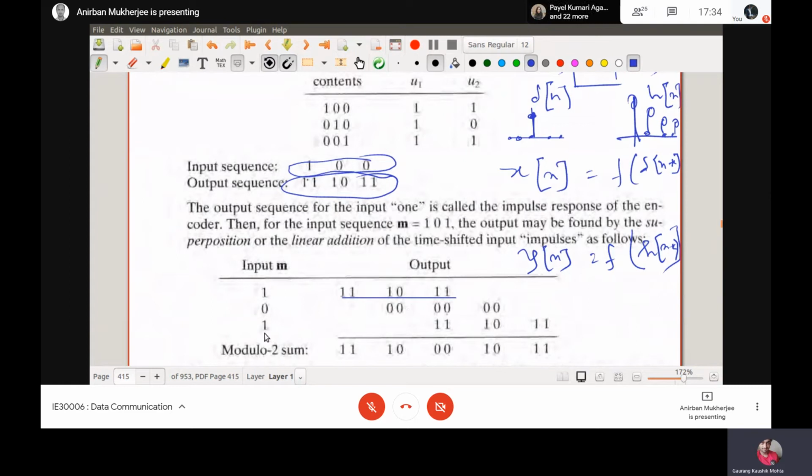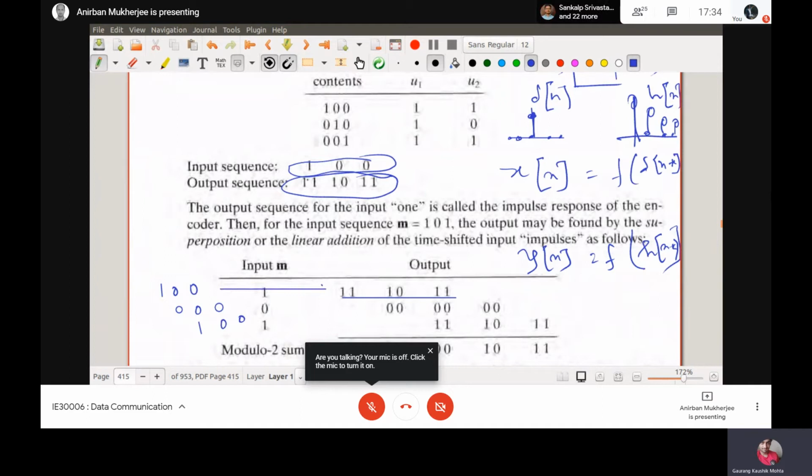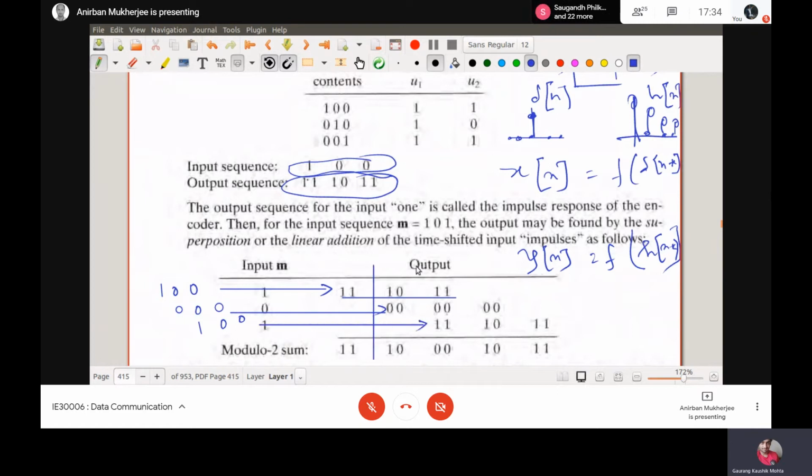Now if it is 1, I can write it as 1 0 0. Now 0 means I can write 0 0 0. Now this 1 means again I can write 1 0 0. Exactly, I am doing the same thing. For 1 I am getting this output, for 0 I am getting this one, for 1 0 0 I am getting this one. So this is some sort of a crossing time. Now for that 1 1 1 0 1 1 I have a 2 unit time shifted 1 1 1 0 1 1.